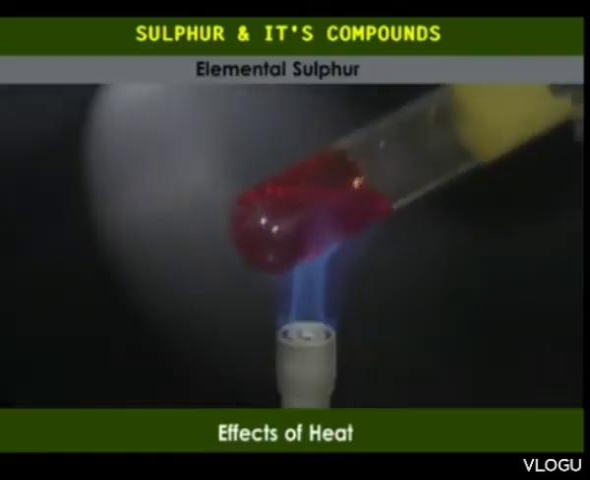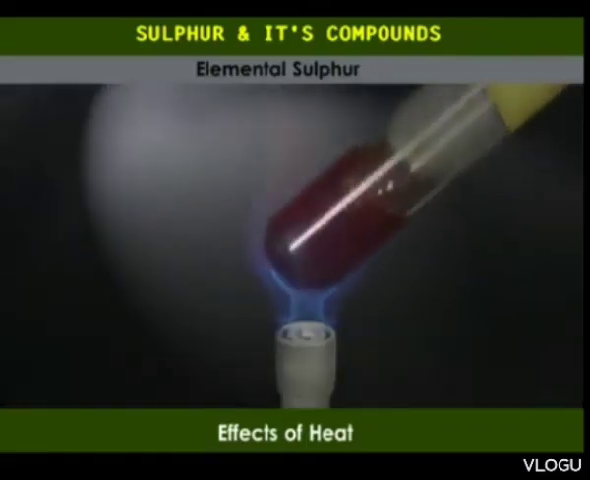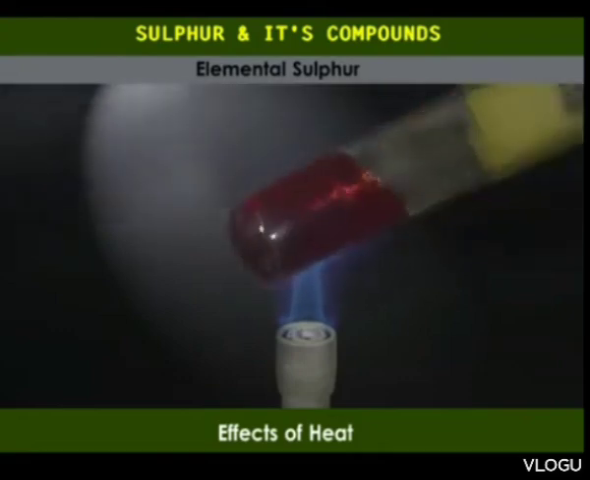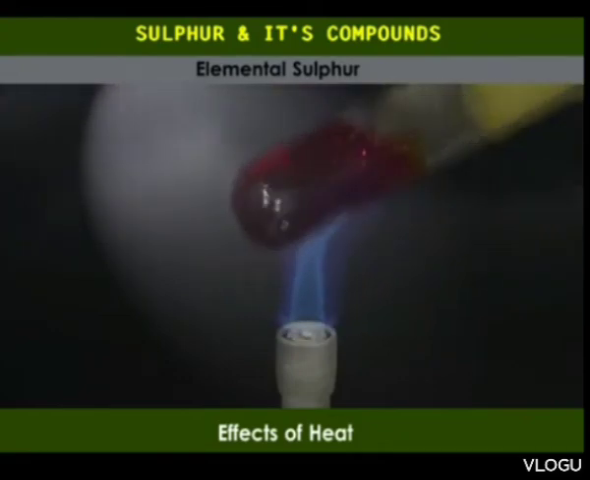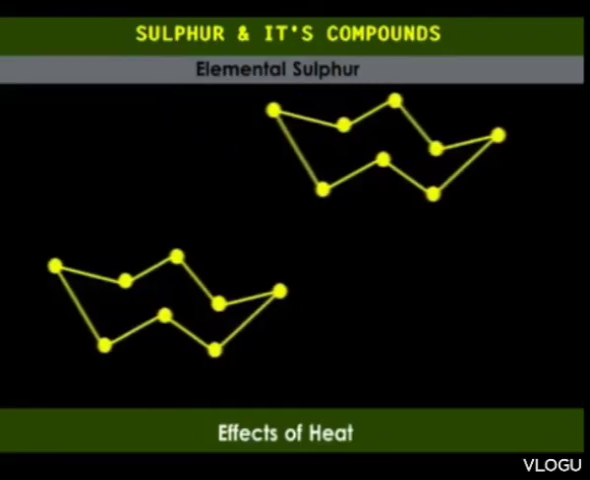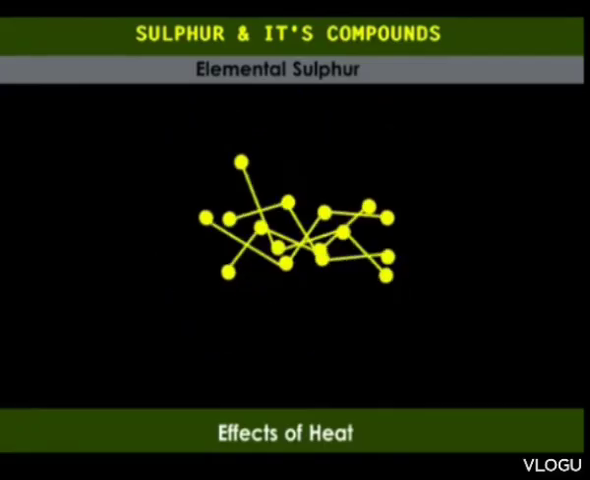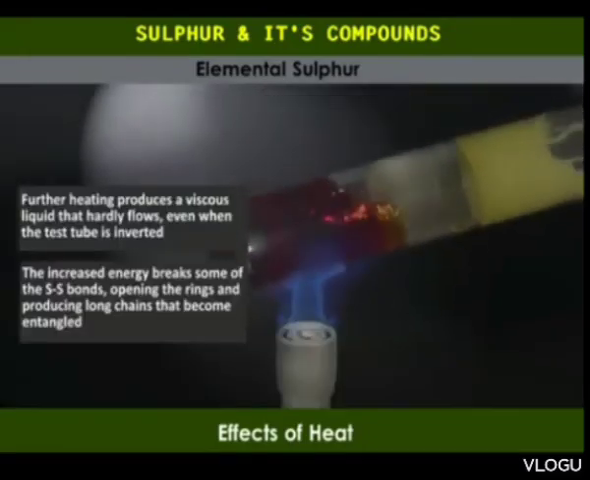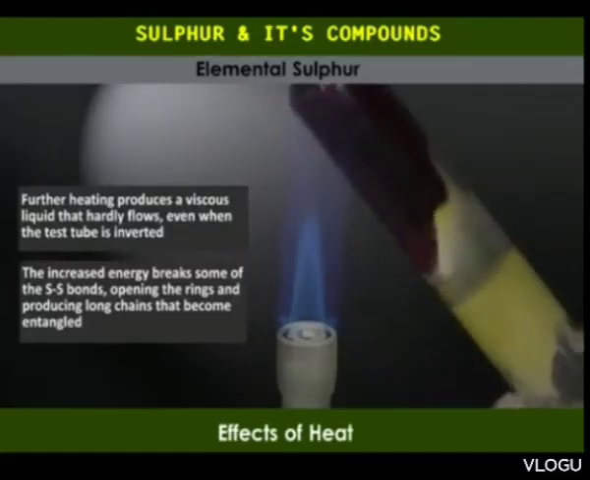On further heating, the liquid darkens, becoming reddish brown, very viscous and hardly flows. This is because as heating continues, some of the covalent bonds break, leading to the formation of long chains of atoms. The chains get entangled, causing the liquid to become viscous and dark. In fact, at some point the test tube can be inverted without the sulfur pouring out.